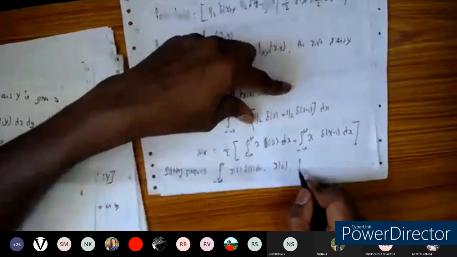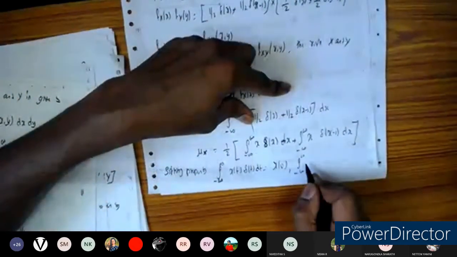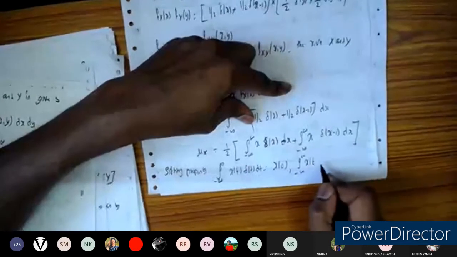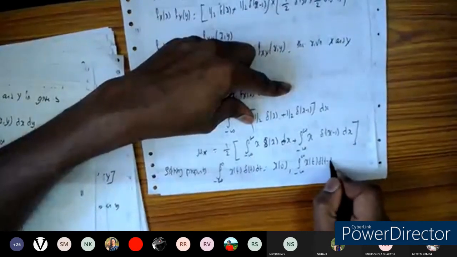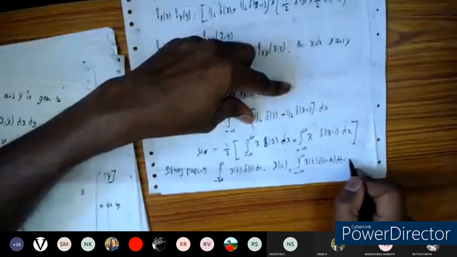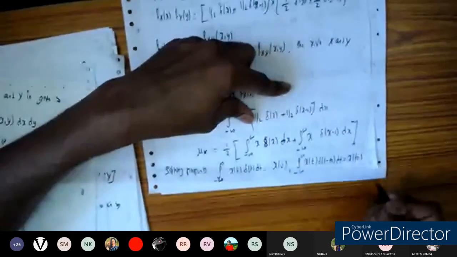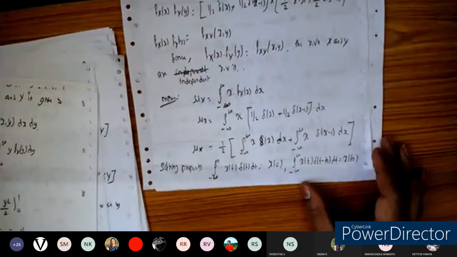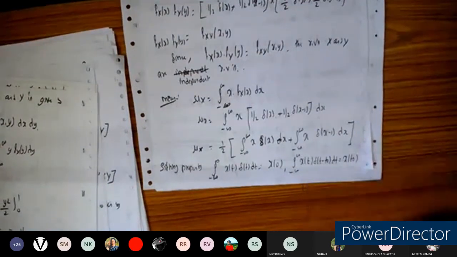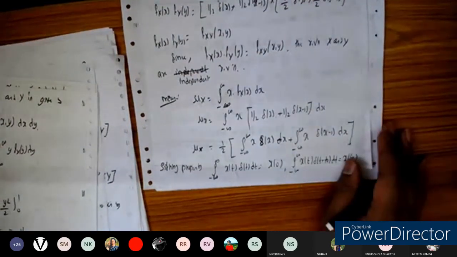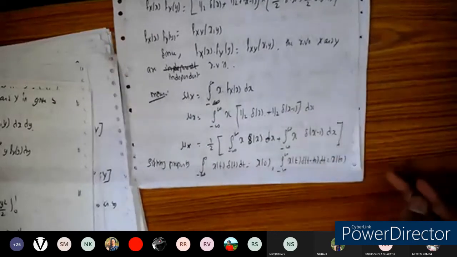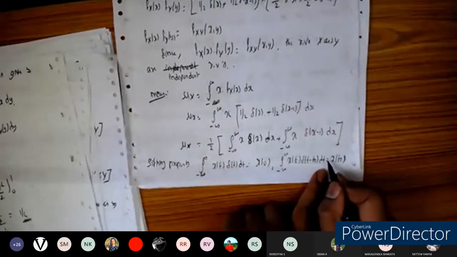So here is another version of the shifting property. The integral from minus infinity to plus infinity of x of t into delta of t minus t naught into dt will become equal to x of t naught. This is called the shifting property. It's visible, right? So x of t naught you are going to get here.